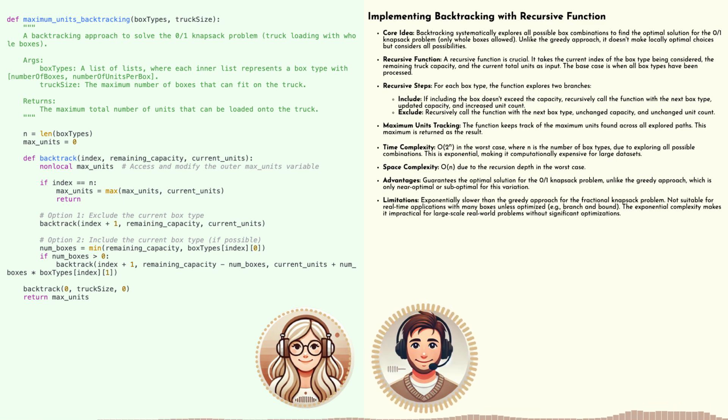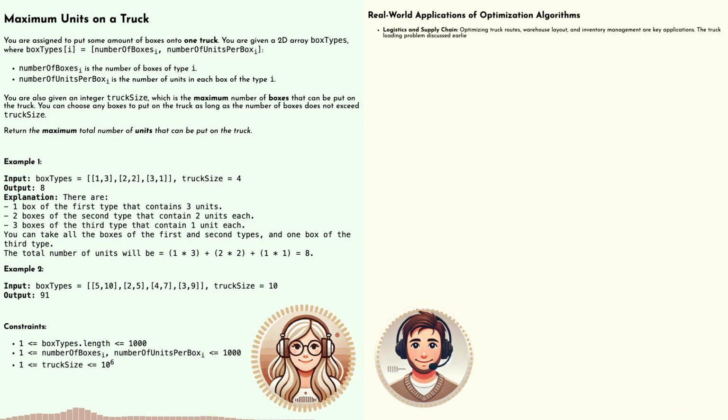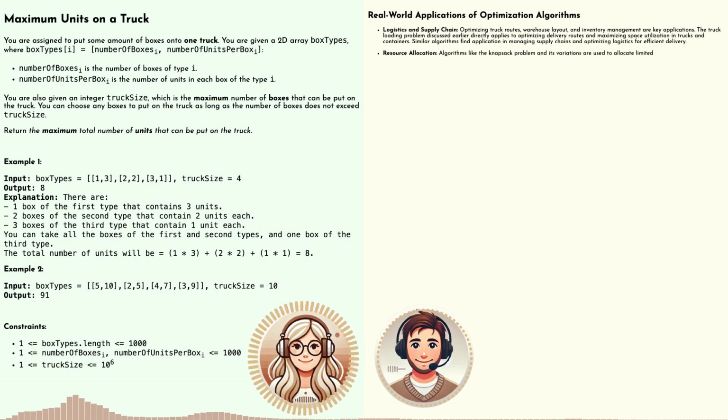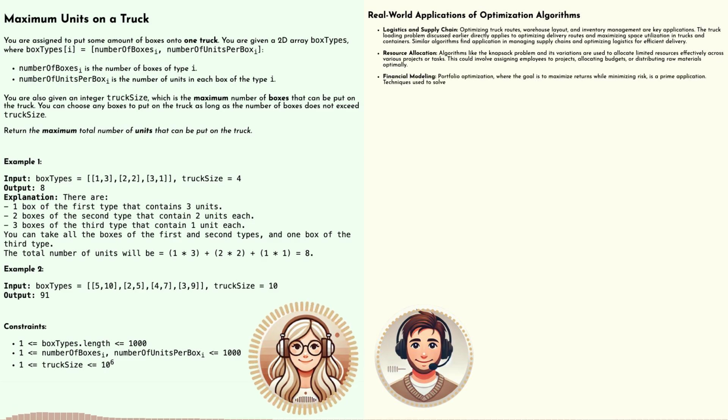That's a great way to put it. And while backtracking can be computationally more expensive than that sorting and greedy approach, it does guarantee that we're going to find the absolute optimal solution, even when we're dealing with those pesky whole box constraints.